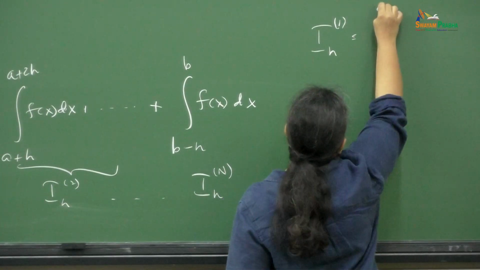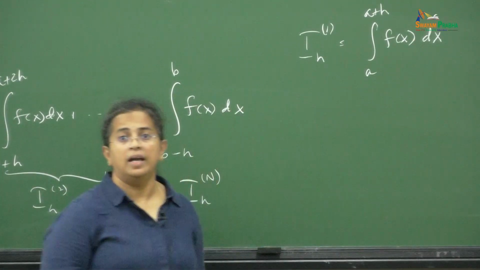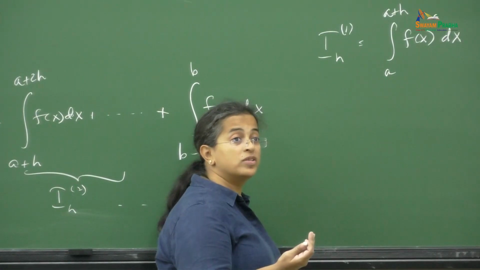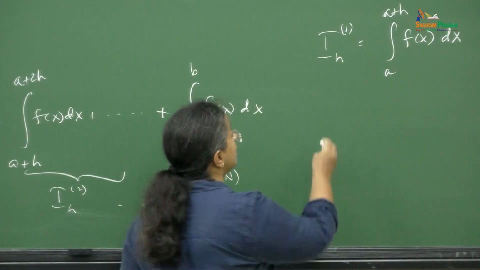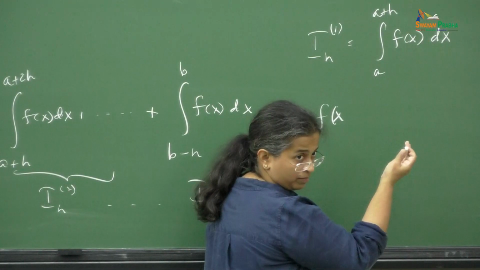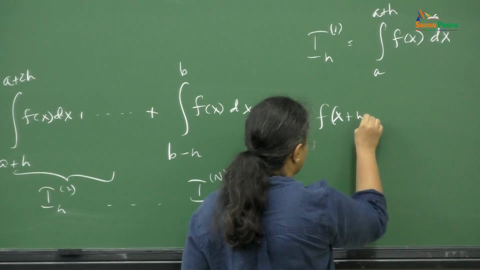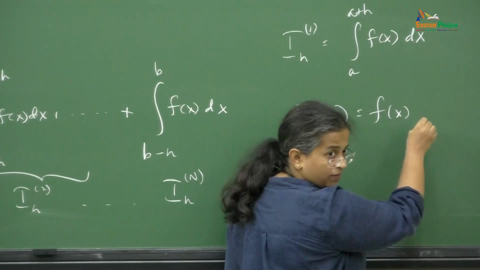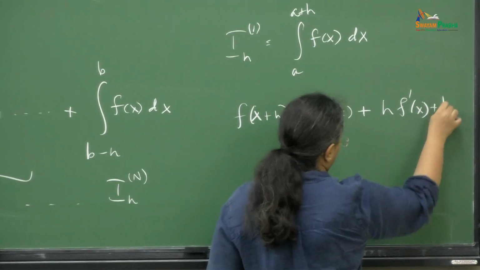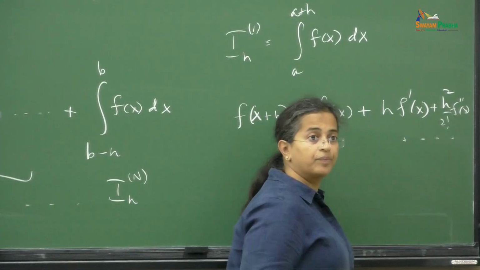So let's take IH1. What is it? It's the integral from a to a plus h of f of x dx. Now, how do you want to approximate your function? Think of your Taylor series. What does the Taylor series tell me? If I have a function, I can expand it in the neighborhood of some point. I'm just going to take a small neighborhood h. Then this becomes the function itself plus h times f prime of x plus h squared over 2 factorial f double prime of x, plus etc.